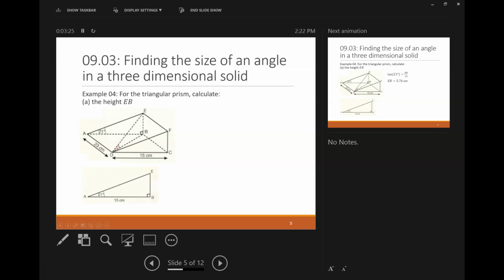Tangent. Because we have the adjacent side and we're looking for the opposite. So I can find that's 5.76. Sound good? How can I find BD? What triangle can I use for that? DBC, good. So I know DC is 15. What else do I know? BC is 23.